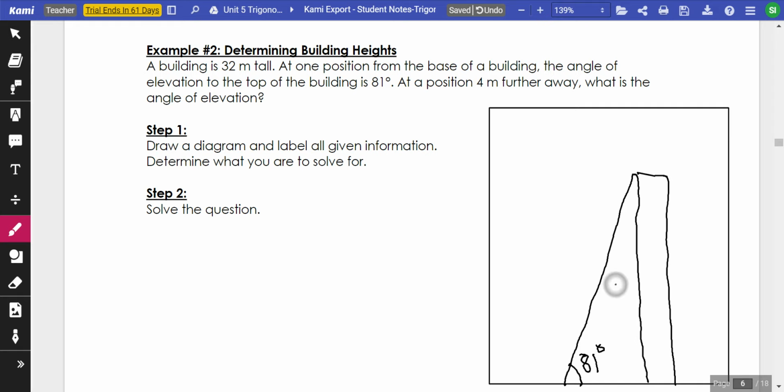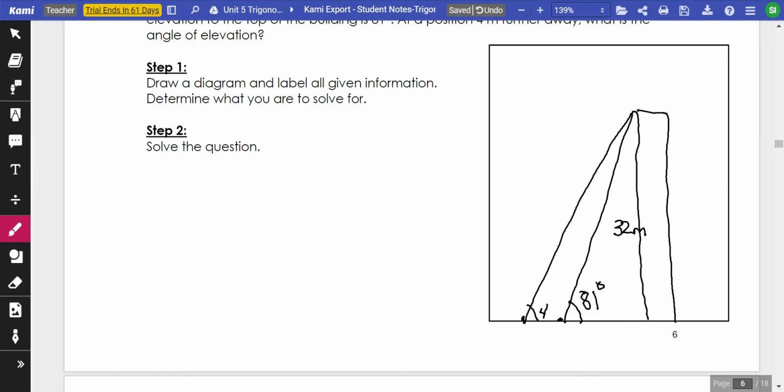The building is 32 meters, that's given. And then it says at another point, 4 meters away. So this line here is 4 meters from this point to this point. 4 meters away, they want to know what this angle is. Okay? So in order to do that, I'm going to find what this value is here, from the base of this wire to the edge of the building.